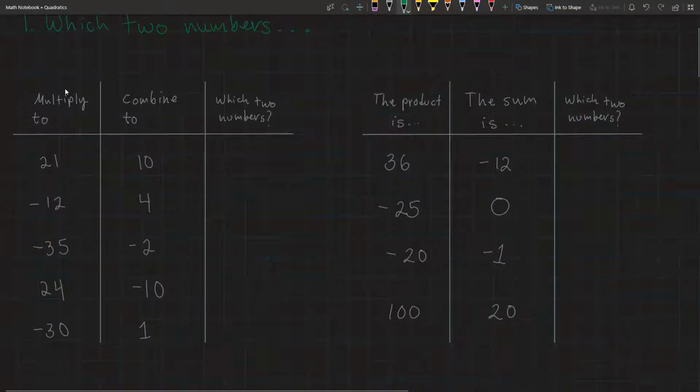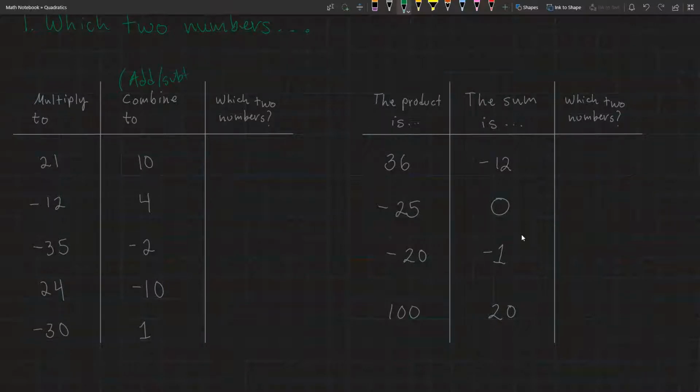On one column, think about two numbers that multiply to all of these values here. And we must think those same two numbers combine to the corresponding value on the right side. Same here. This is the multiply to 36 and combine to negative 12. What do I mean by combine? I mean either the operation add or subtract.